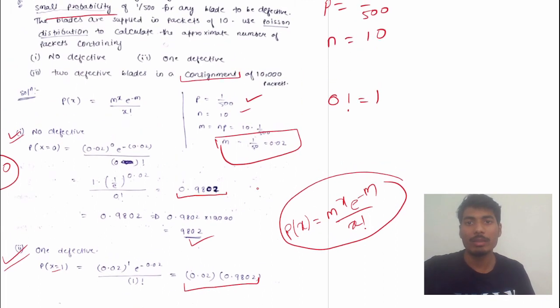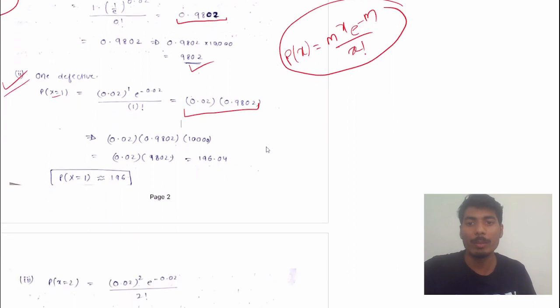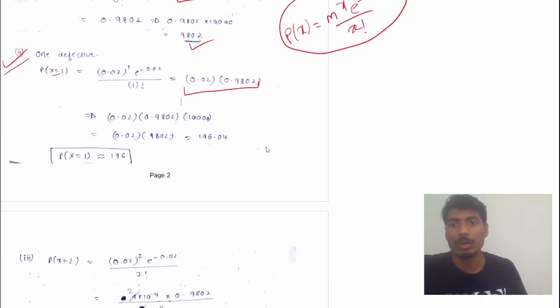But in the question they said consignments of 1000 packets. So we have to multiply at last with 1000 also. So after getting this one, we multiply with 1000. After multiplying with 1000, we get 196.04. So approximately 196. So probability of x, that is one defective, equals 196.